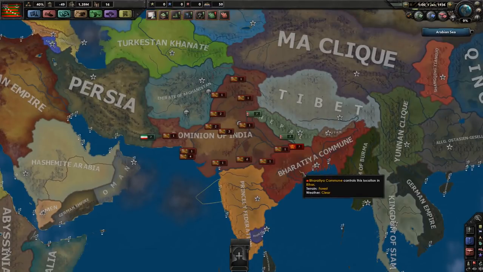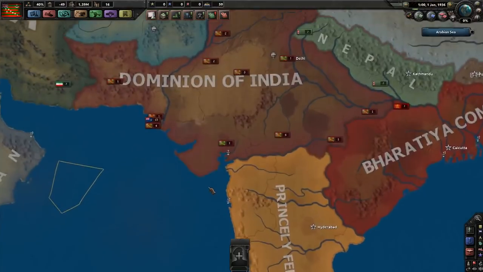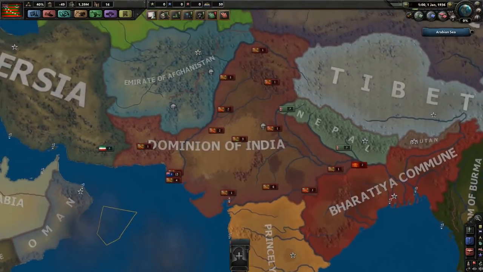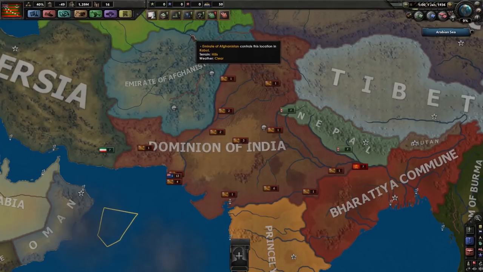But that's one of the fun things about these 3 Indian nations is, you could turn yourself into a world power as long as you unite yourself with the other 2, and probably snatch up some of these other countries around you as well.